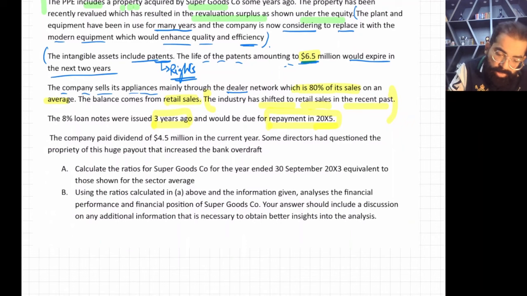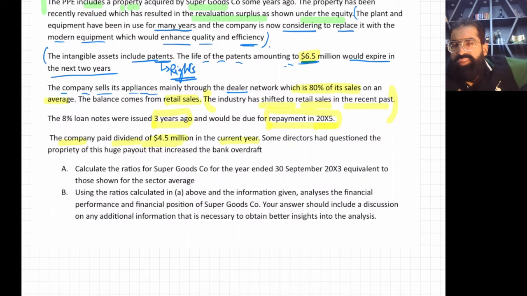Now one more turning point. The company paid $4.5 million in dividends in the current year. Oh, how is it possible? Just think, we are already in overdraft and we paid such a big dividend. Some directors had questioned the propriety of this huge payout that increased the bank overdraft.